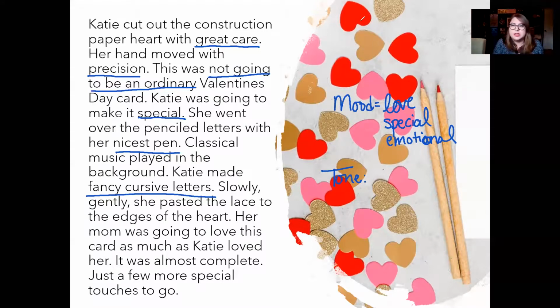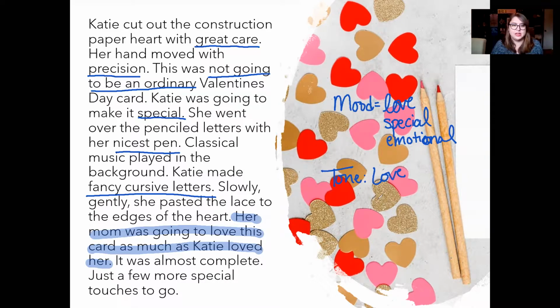And I really like this whole sentence here. So I'm going to go ahead and highlight it because I really like the way that our author is using this sentence. Her mom was going to love this card as much as Katie loved her. So how does our author feel about Katie? I get the feeling that there is a lot of love that went into this. So I think that I can use that for my word for mood.